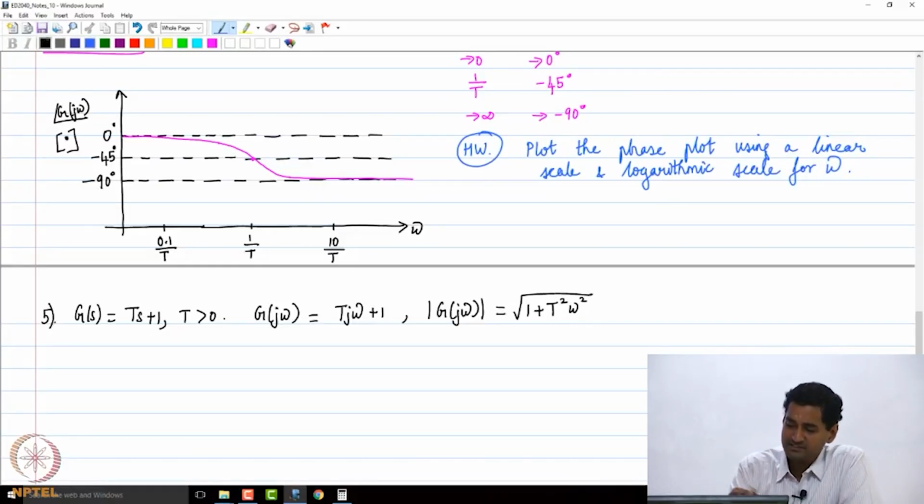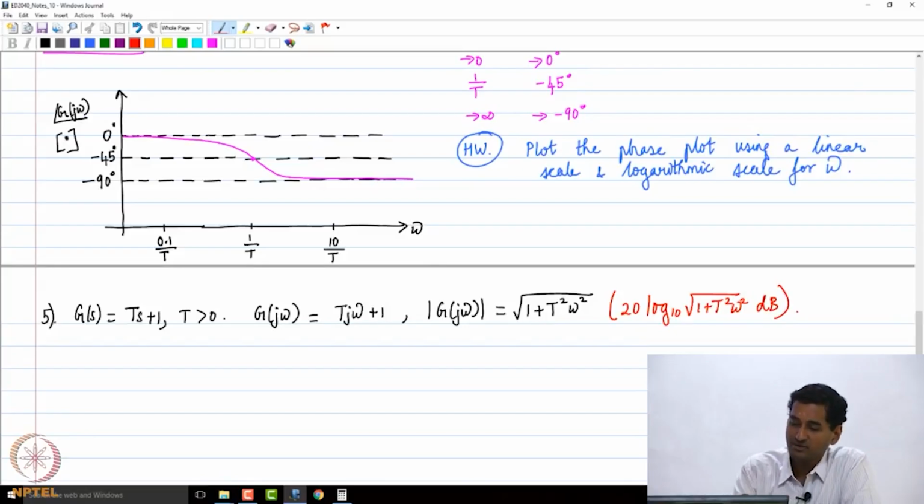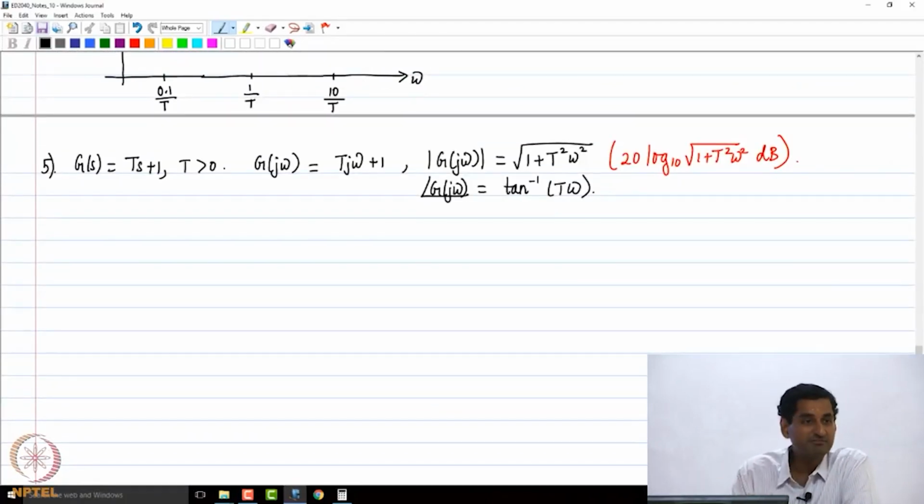So, let us come back to the reciprocal. If G of s is Ts plus 1, G of j omega is Tj omega plus 1, and the magnitude is going to be square root of 1 plus T squared omega squared. In terms of decibels, it is going to be 20 log square root of 1 plus T squared omega squared. What about the phase of G of j omega? It is just tan inverse of T omega. Now you are going to help me with it. It is pretty straightforward to conclude these things.